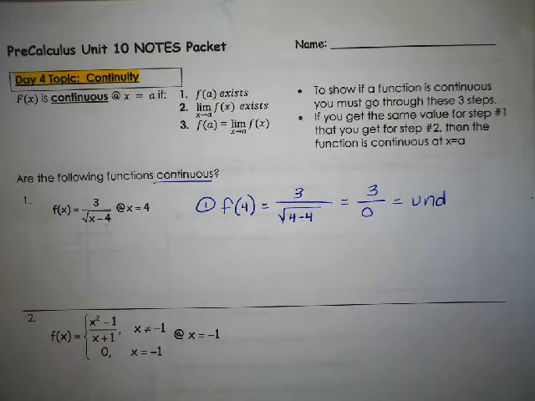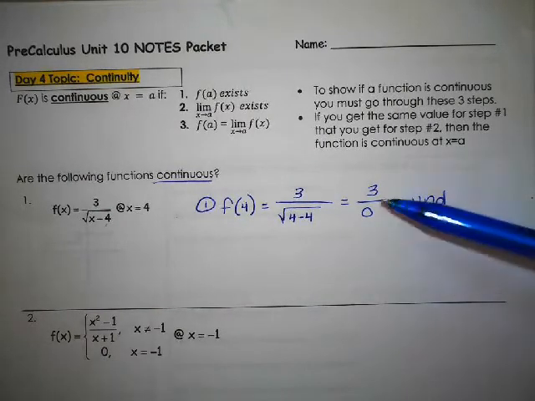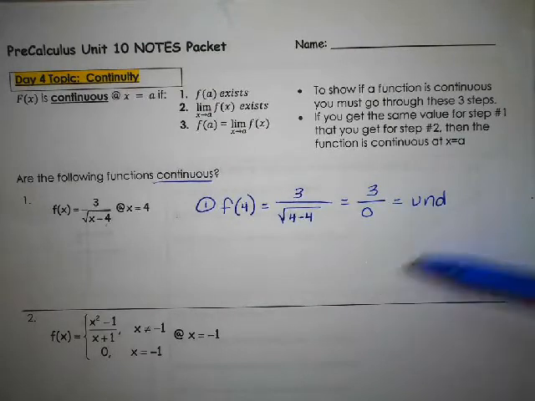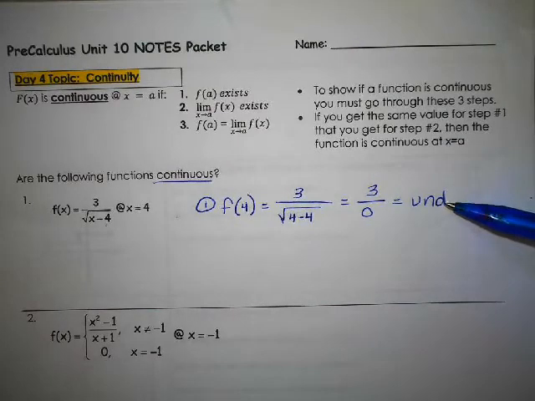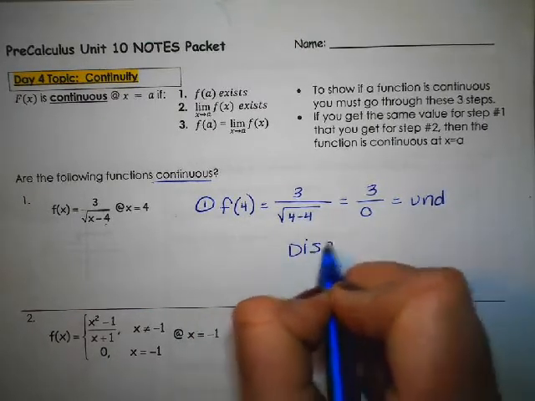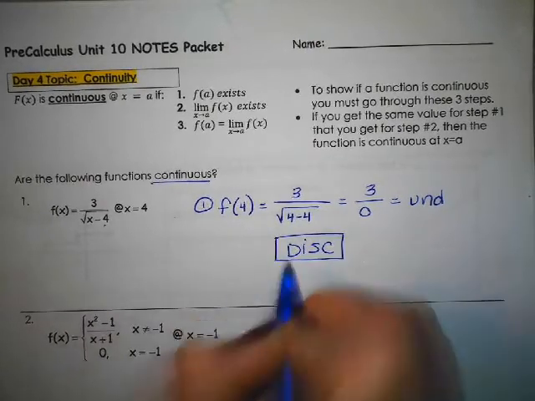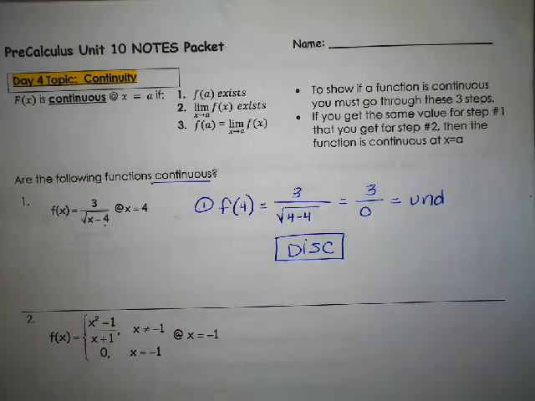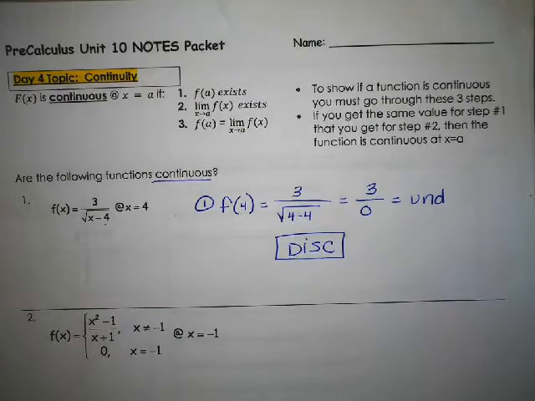Now here's a nice little shortcut. If ever you're working through your 3 steps, and if one of the steps along the way does not work, like I got undefined, I can stop right there and say that this function is discontinuous. I'm going to write disc as an abbreviation for discontinuous. So are they continuous? Nope, discontinuous.